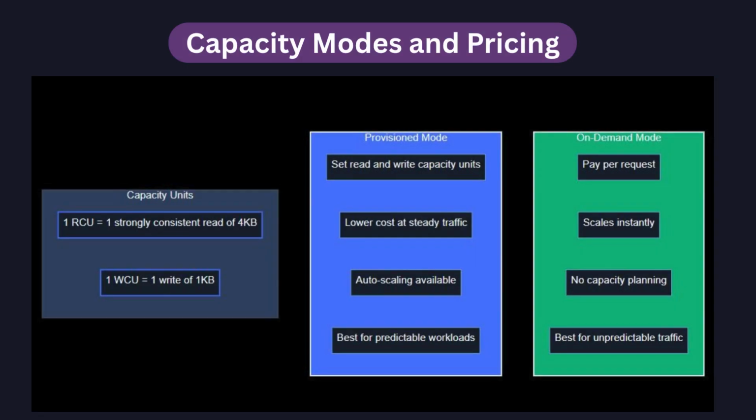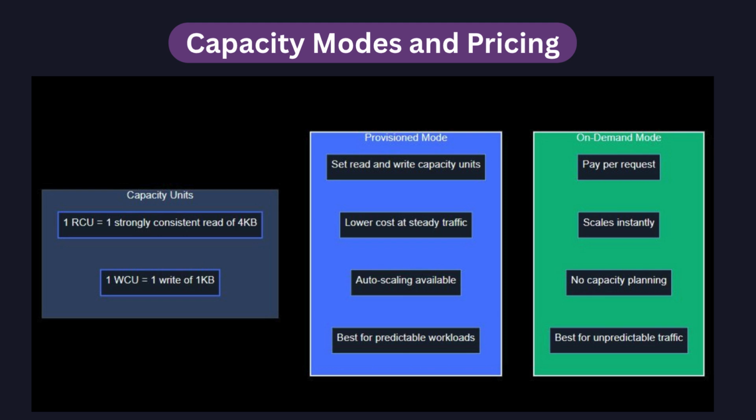Capacity modes and pricing. DynamoDB provides two capacity modes. On-demand mode automatically scales based on traffic and charges per request. It requires no planning and is ideal for unpredictable workloads. Provisioned mode requires you to define read and write capacity units in advance. It is more cost-efficient for steady and predictable traffic.